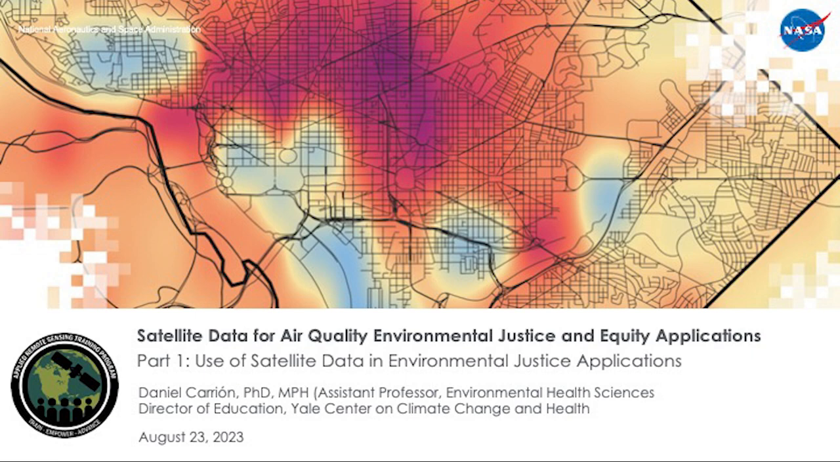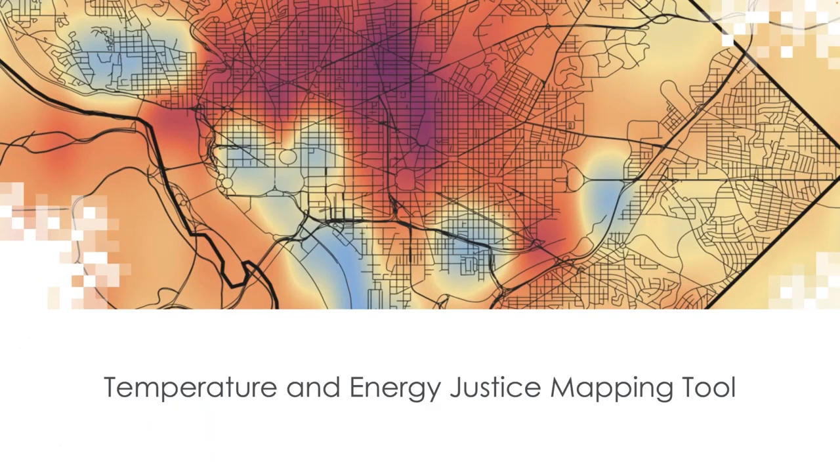I'm excited to tell you a little bit about the work that we have been up to. I should first say before I jump in that the work that I'm going to present on is actually funded through NASA's Equity and Environmental Justice portfolio. And so I'll be telling you about the topic of that work, which is our temperature and energy justice mapping tool, which is what we are currently calling this project.